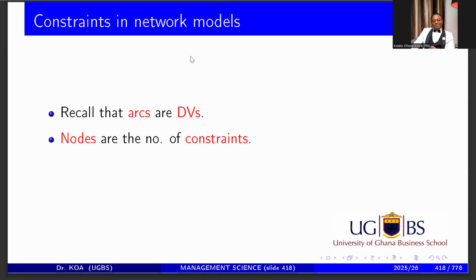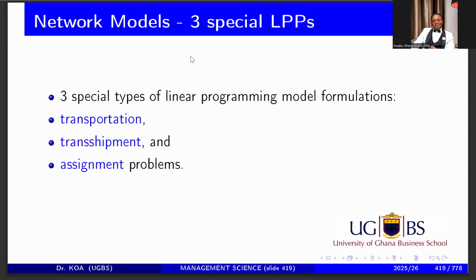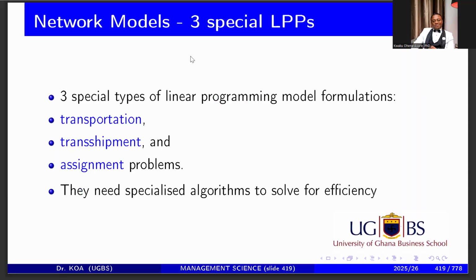Okay, remember this and don't forget, write it down if you can. Arcs are the decision variables, the nodes are the constraints. Let's take 3 special cases of linear programming: transportation, transshipment, and assignment.